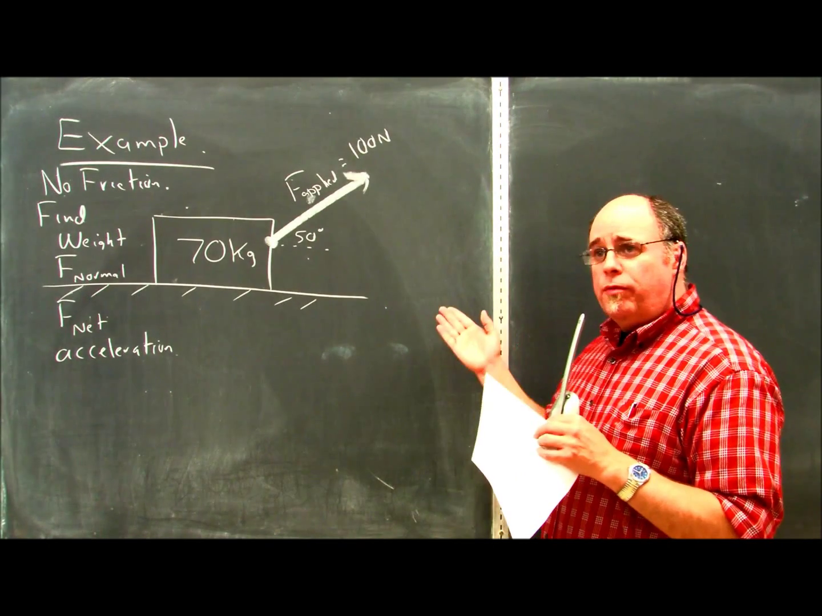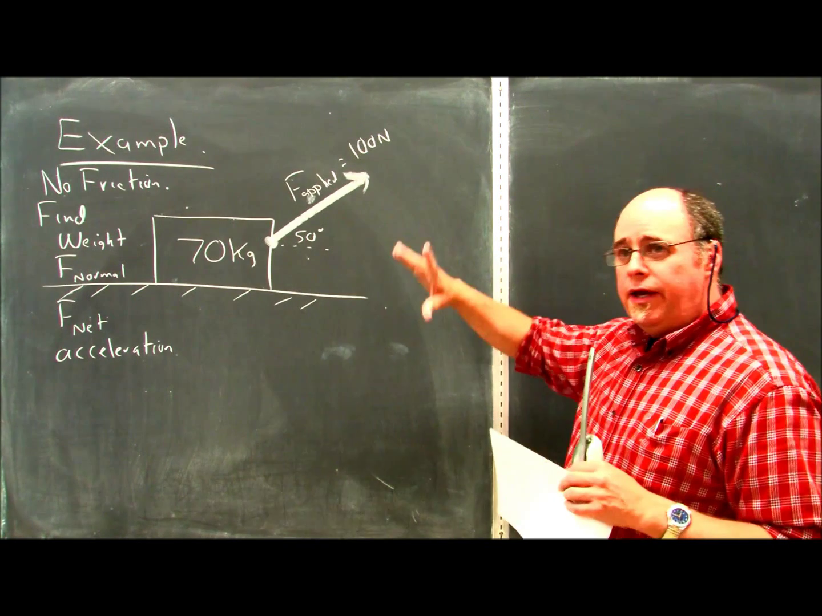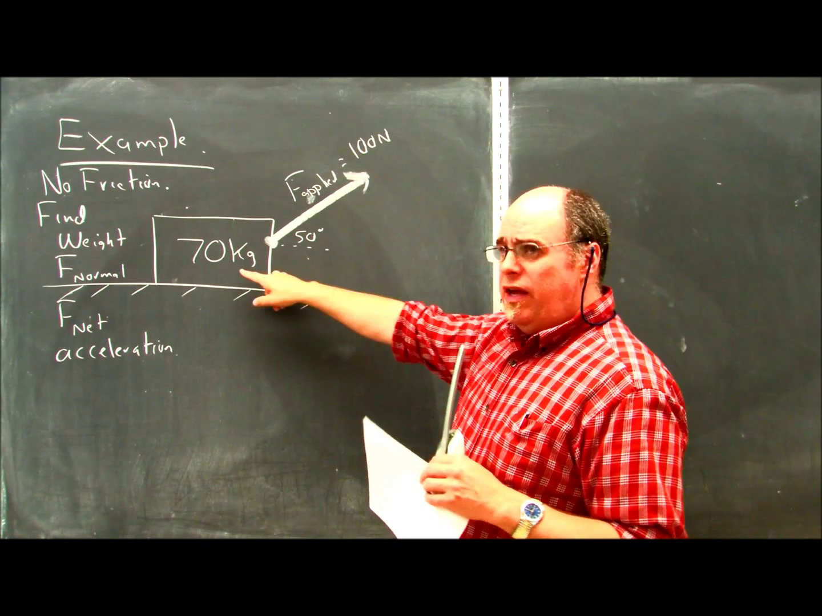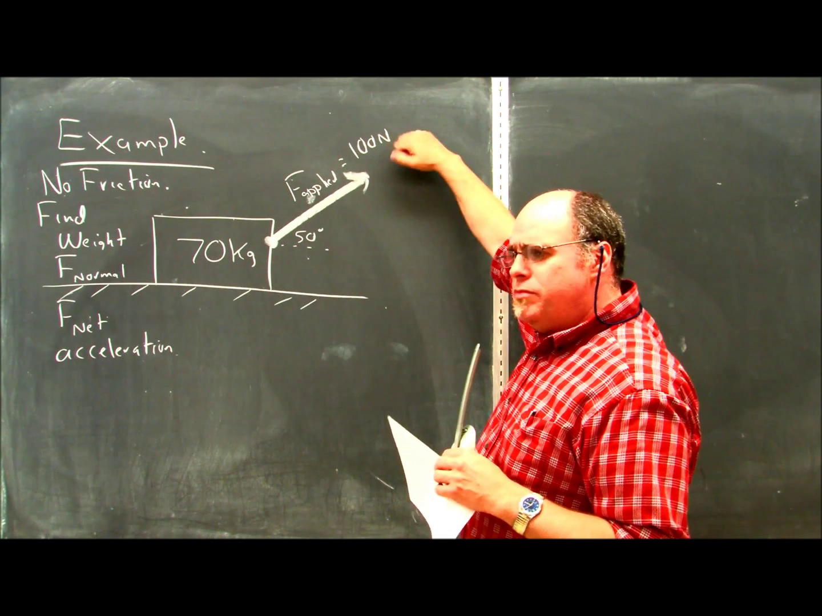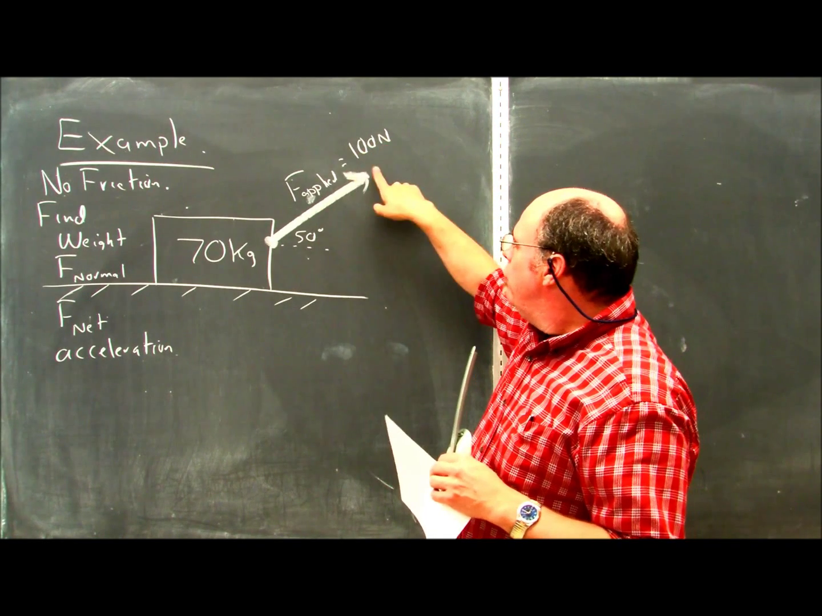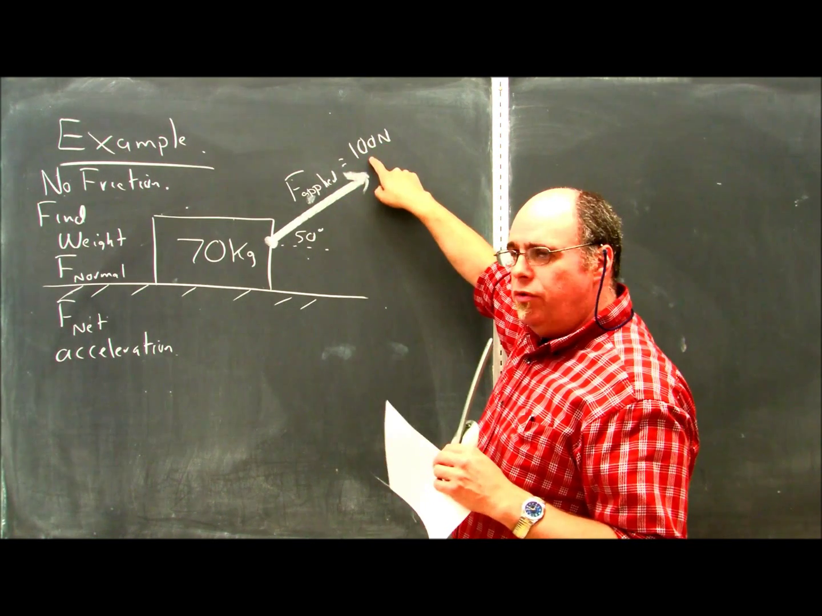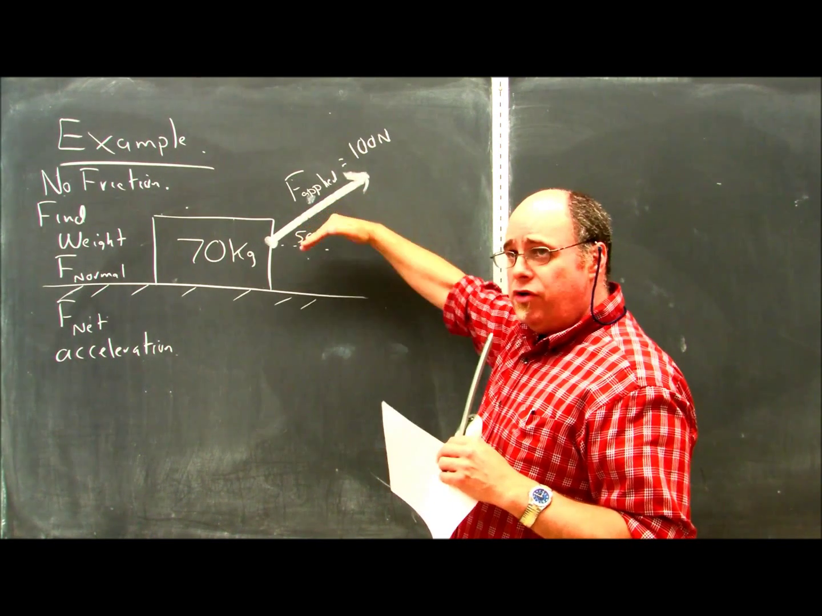Here's a wonderful word problem. I don't have the words written out, but I gave the picture, and I'll talk about the situation. So we have this box, which is 70 kilograms, and someone is holding it, and so the person will be standing up here, and they're pulling on a rope. We're pulling on a rope with an applied force of 100 newtons, and this rope is being pulled at a 50-degree angle above the horizontal.